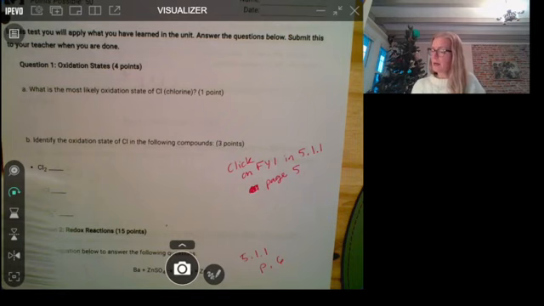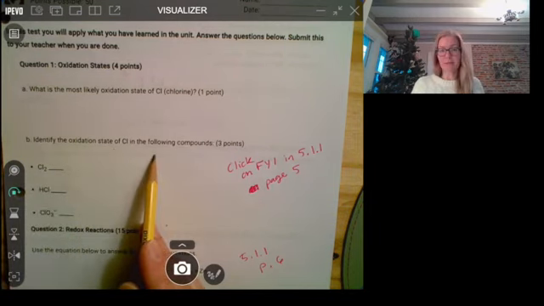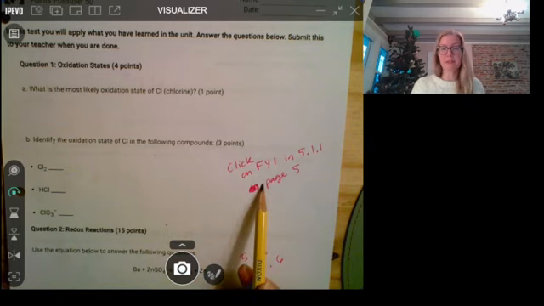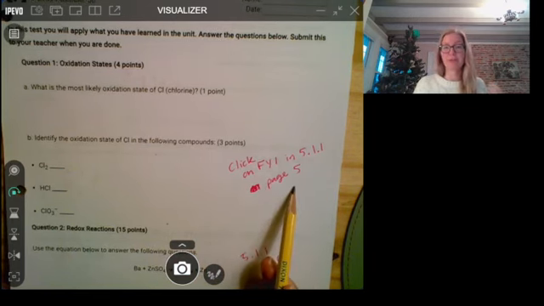For part B, identify the oxidation state of chlorine in the following compounds. For this, you need to click on that FYI in 5.5.1 on page 5, which is the rules for figuring out the oxidation state. One of the rules is that any element alone, its charge is 0. Even if it's bonded to itself, it's considered alone. So alone, by itself, or bonded to itself, the charge is 0.